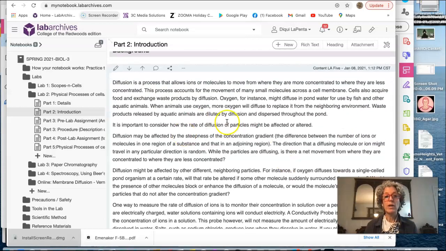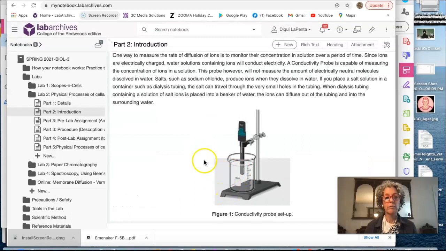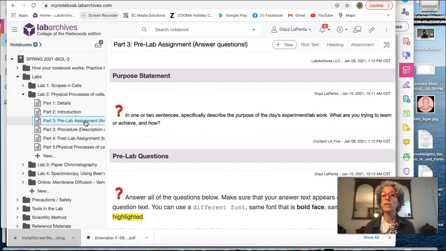So there is the background about diffusion, what it is, how we can measure it, what the setup would have looked like. The pre-lab assignment are questions you should be able to answer before digging deep into the data, so it lets you know the concepts that you're going to be dealing with.